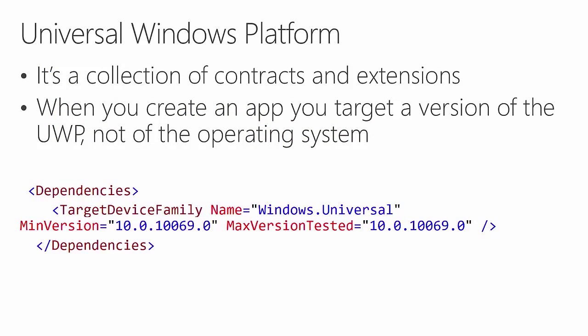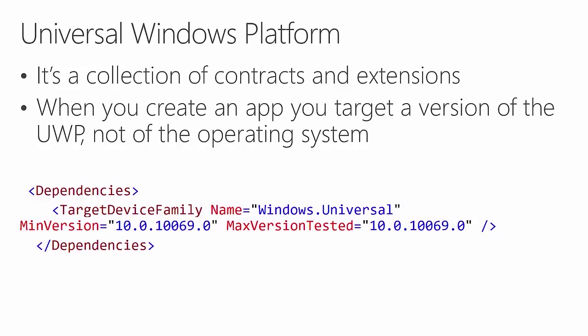The Universal Windows Platform instead introduces a new approach, since now it's a collection of contracts and extensions that are available on every platform. So you don't have to deal anymore with conditional compilation, because the Universal Windows Platform is the same on all of these devices. Another important difference is that now when you create an application, you decide to target a specific version of the operating system.